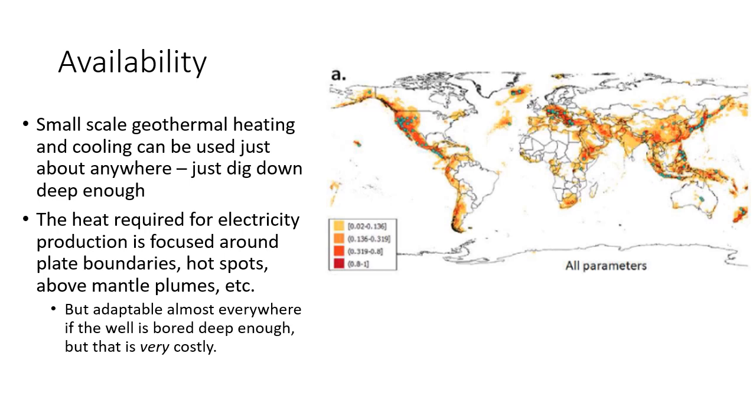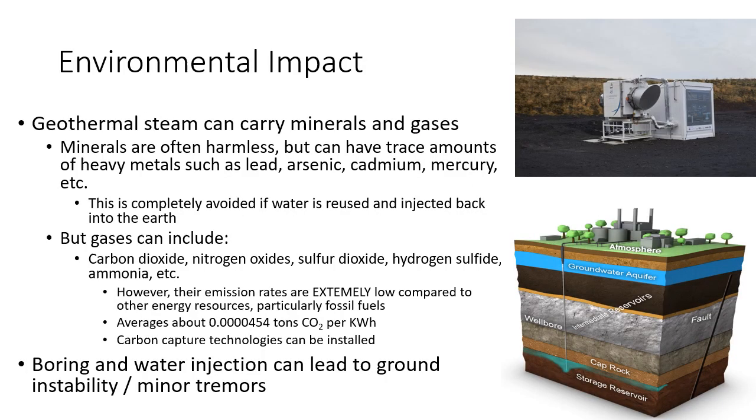Now, the good news is that geothermal heating and cooling can be used basically anywhere. You just have to dig down deep enough. The only place that I would say it really isn't applicable is once you get into the Arctic and you're starting to get permafrost. You can still dig down deep enough. You just have to dig underneath that permafrost, which can in itself be many meters thick. So geothermal heating and cooling may not be applicable in the Arctic, but pretty much anywhere else it is definitely applicable. So the environmental impact of geothermal is pretty minimal.